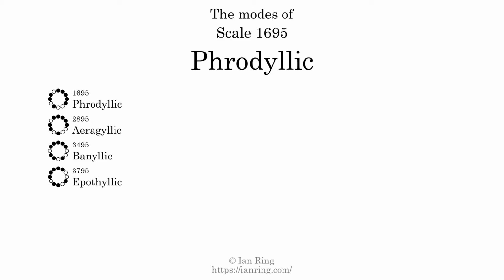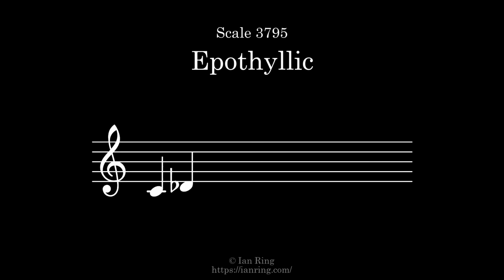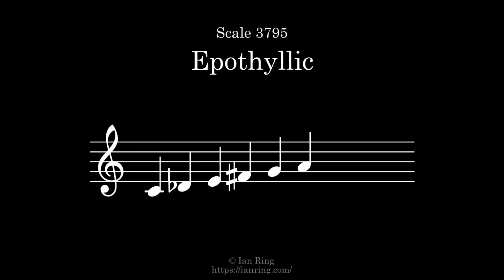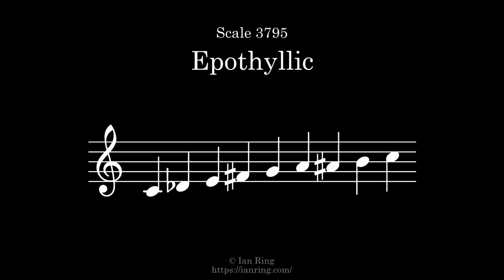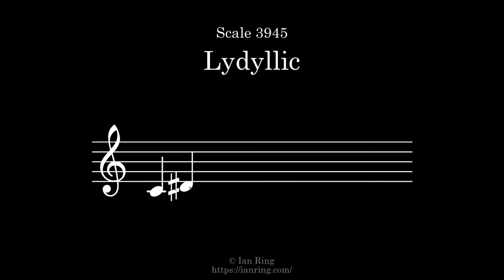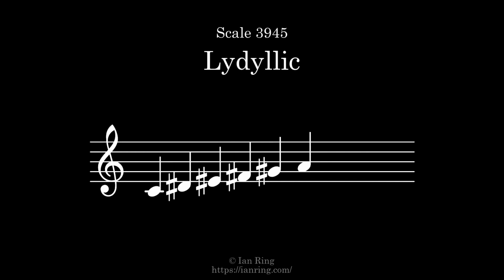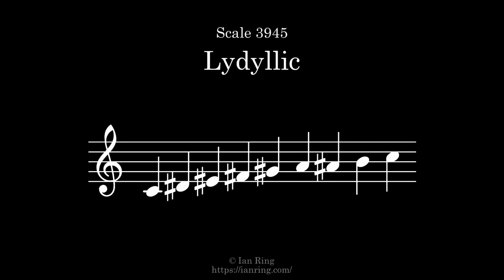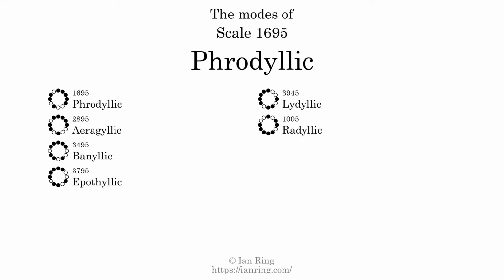The fourth mode is scale 3795, also known as epithylic. It sounds like this. The fifth mode is scale 3945, also known as Phrodyllic. It sounds like this. The sixth mode is scale 1005, also known as Phrodyllic. It sounds like this.